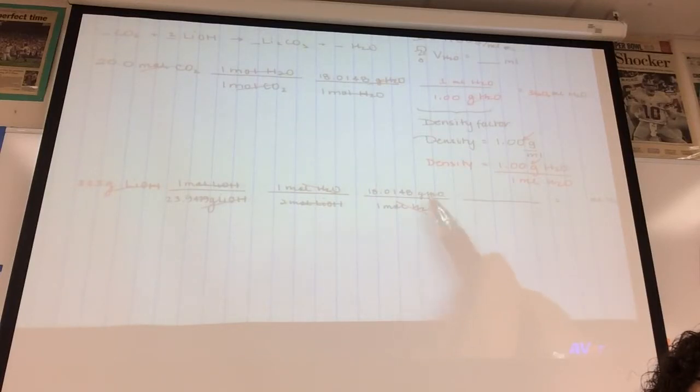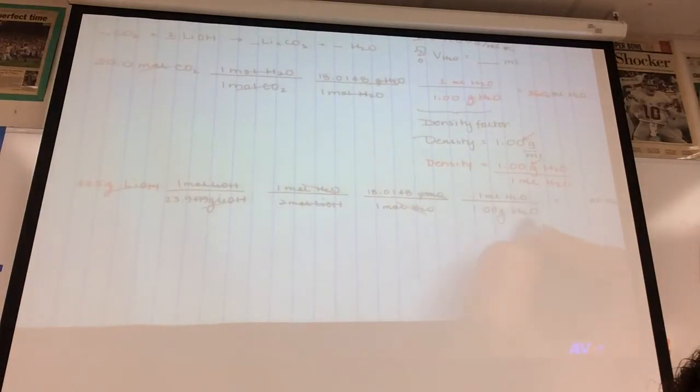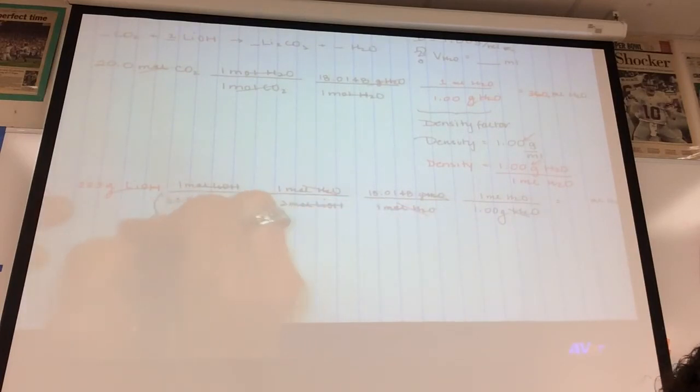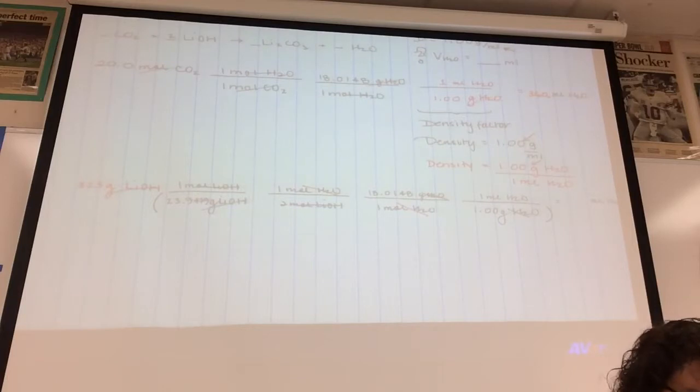And what's the last step to go from mass of water to volume? We're going to do the reciprocal of density right here. We expanded upon it previously. If you have more than one quantity in the denominator, be sure to parenthesis it off so you don't make a simple calculation error.